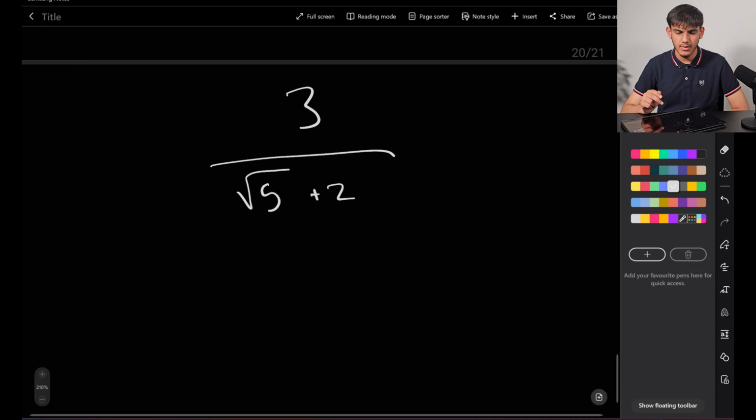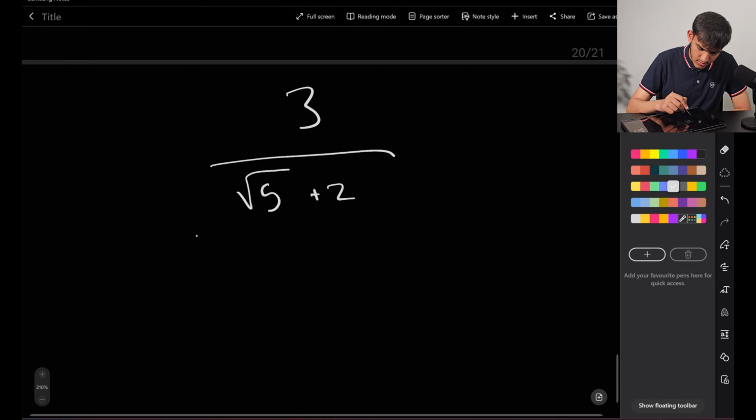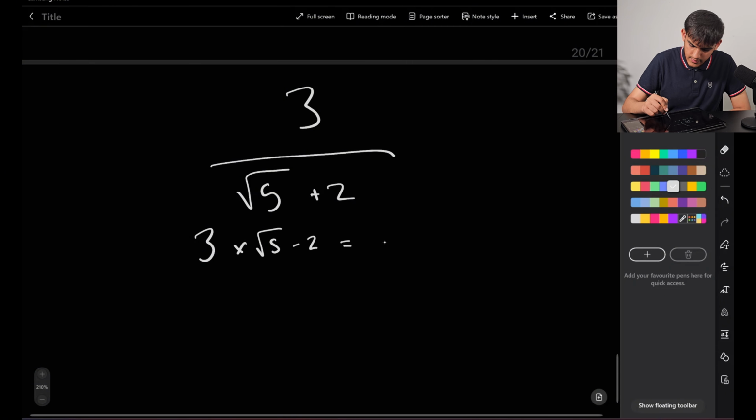So when we rationalize the denominator, what we do is the bottom, so the denominator of the fraction, we just flip the sign. So what we're going to do is we'll multiply the numerator and the denominator by root 5 minus 2, just to get rid of the surd on the bottom. So if we do 3 times root 5 minus 2, we get 3 times root 5 equals 3 root 5. 3 times minus 2, minus 6.